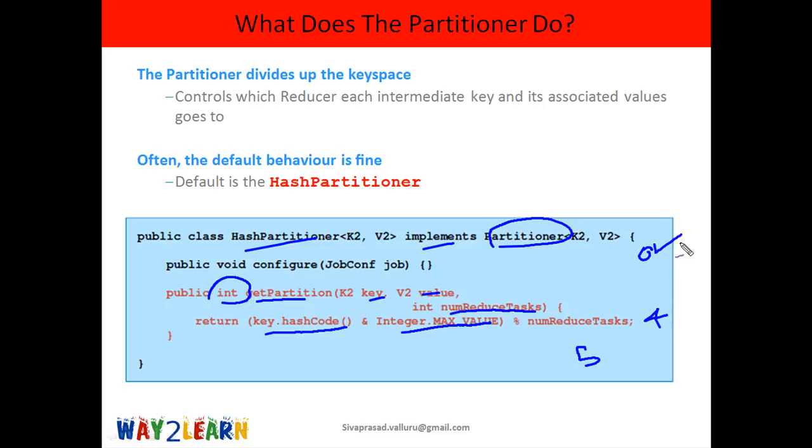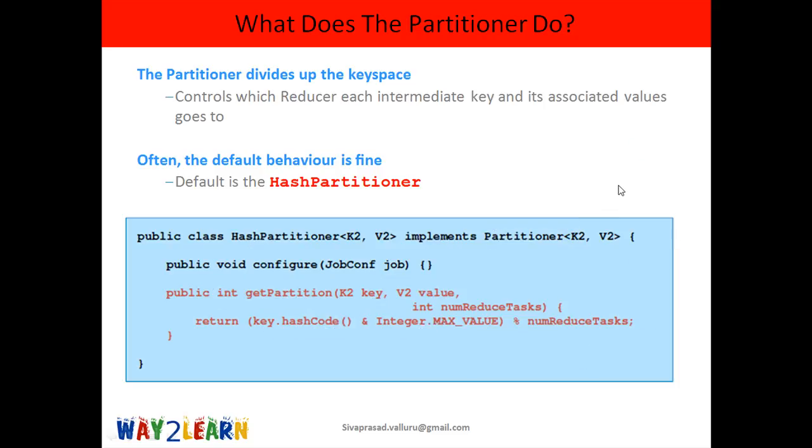Based on the value returned, if the value is 0, this key will go to the first reducer. If the value is 1, this key-value pair will go to the second reducer, and so on. So that's how a hash partitioner works.